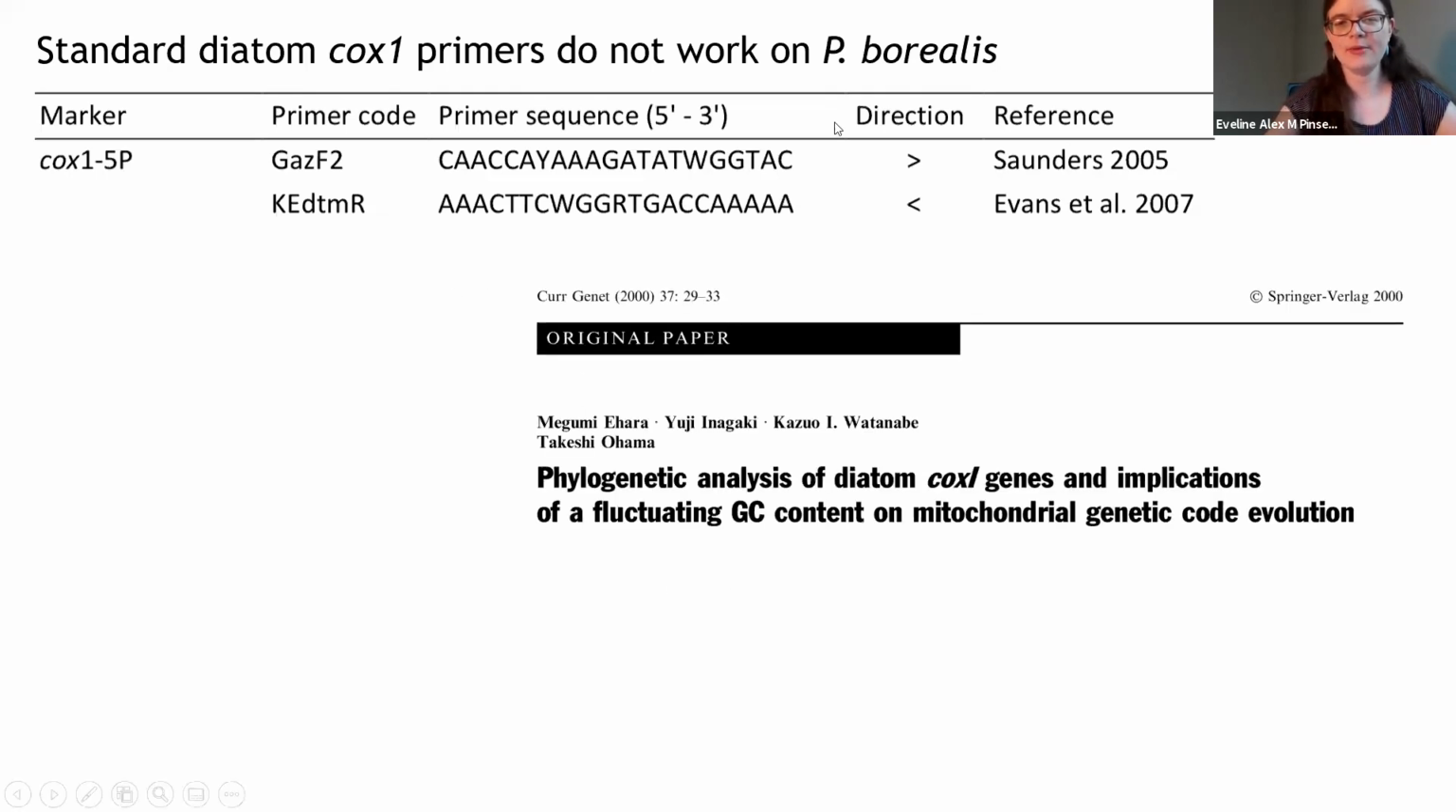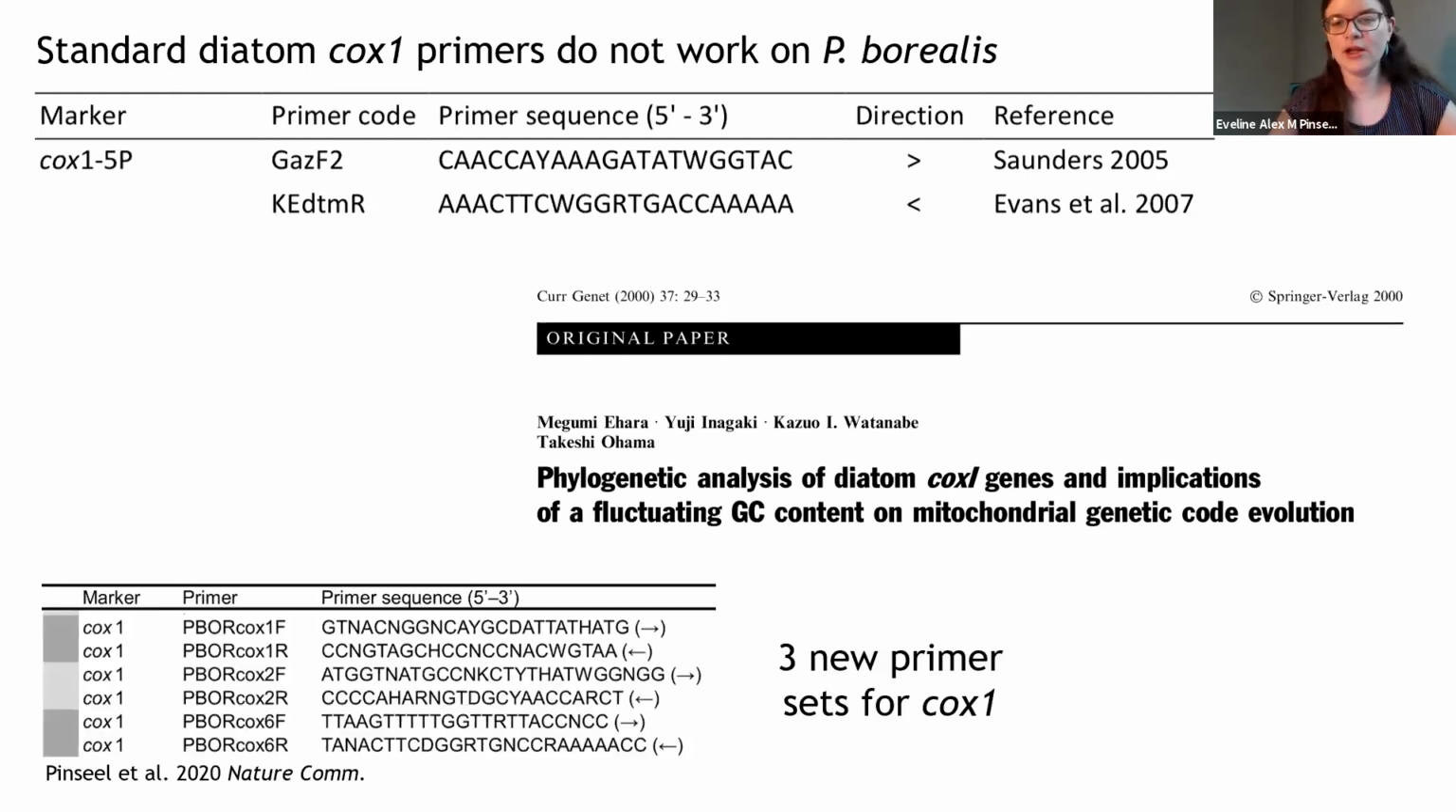But there is actually another primer pair in the literature, which has been forgotten, and which has the same aim as the universal primer set by Saunders and Evans, but it has a slightly different resolution in different parts of the diatom tree. So sometimes it's able to retrieve sequences where the Saunders and Evans pair is not able to do that. And using this primer pair, I was able to get a few sequences of Pinnularia borealis COX-1. Efficiency was still really low, but I want to show you because as soon as you get maybe 4 or 5 sequences from different species, that's enough to develop your own primers. And that's exactly what I did.